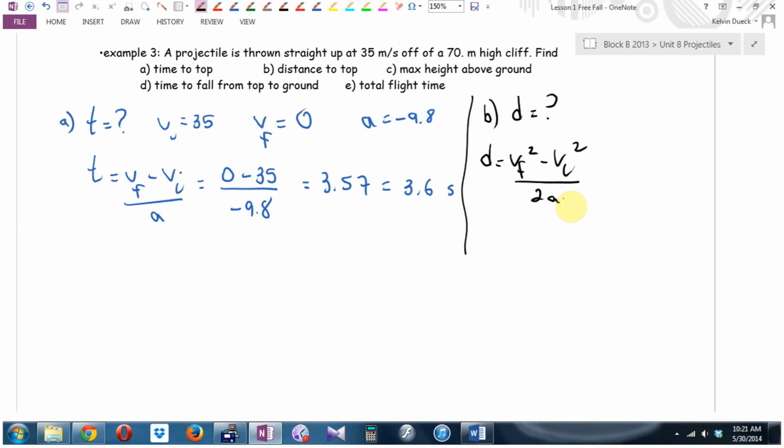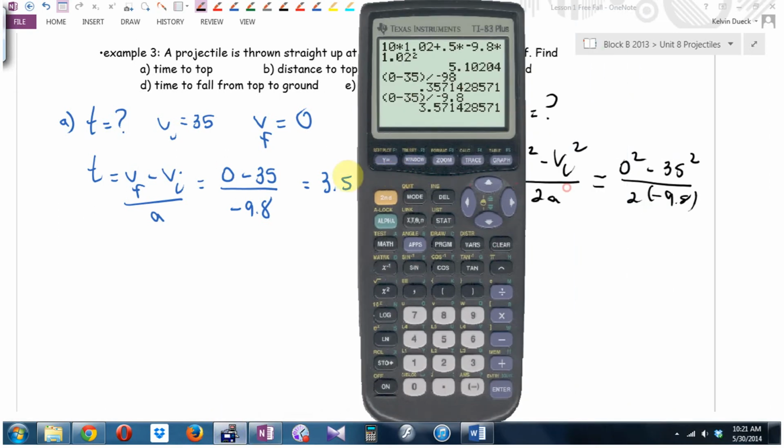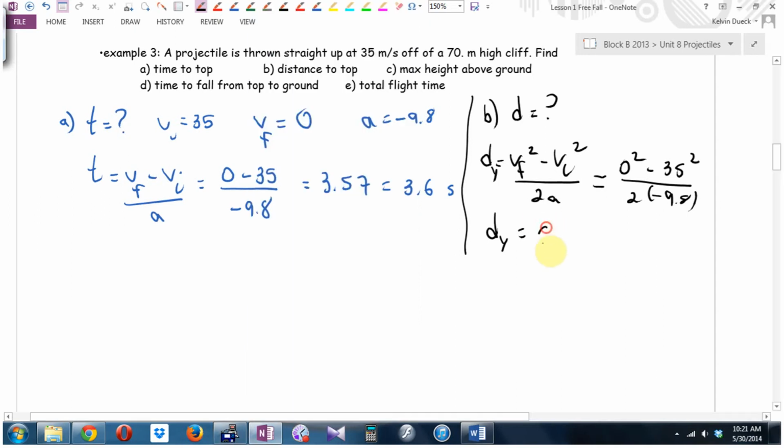I even see that in my physics 12s. I'll see them go, 0 squared minus 35 squared all over 2 negative 9.8. Oh, and I'll call this vertical distance dy. 0 squared minus 35 squared divided by 2 times negative 9.8. 62.5? Cool.